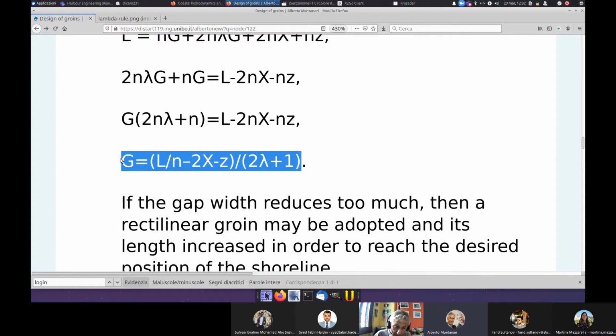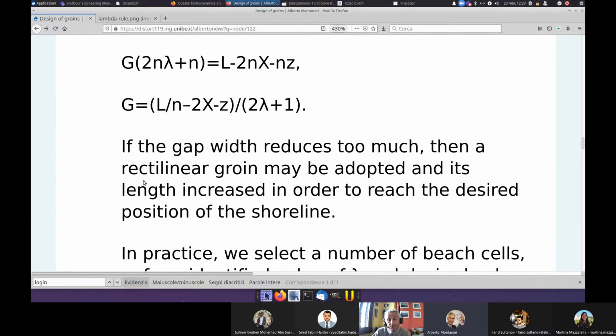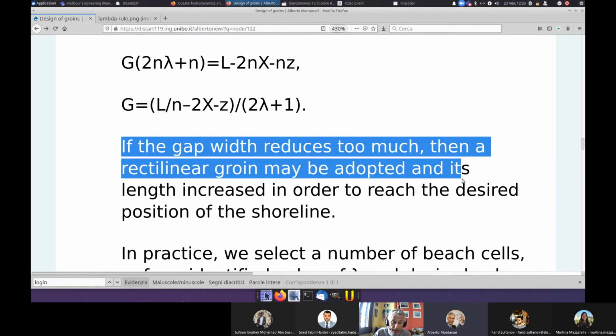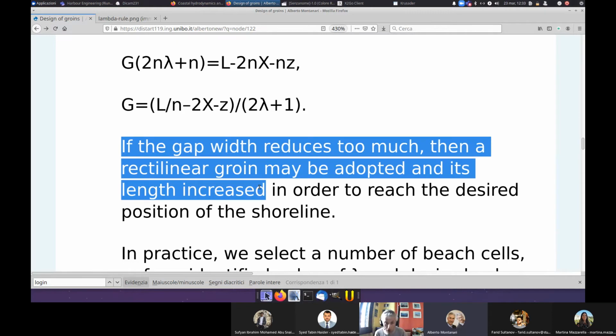It may happen that you get an estimate of the gap that is too small, if you change the value of lambda, the value of X, and the value of Z. And then, if the gap reduces too much, a rectilinear groin may be adopted and its length increased, of course, because another way of bringing the shoreline forward, as I said, with respect to the T-shape, is to get a longer groin, to extend the length of the groin.